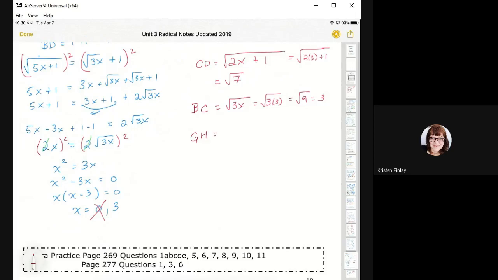GH, looking at the other rectangle, is root 2x, which is 2 times 3, which is root 6. And then finally, FG is just equal to root x, so that's root 3. So those are all of our dimensions, and you can go back and label the original rectangles if you want.